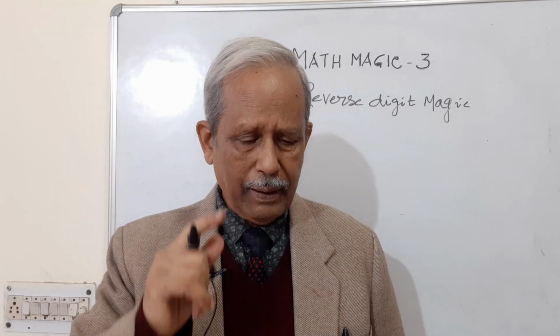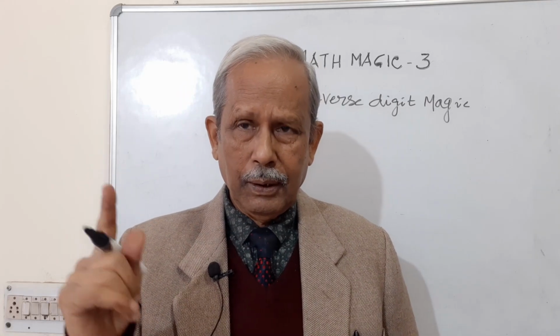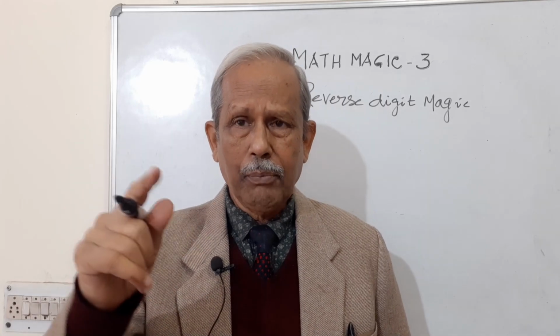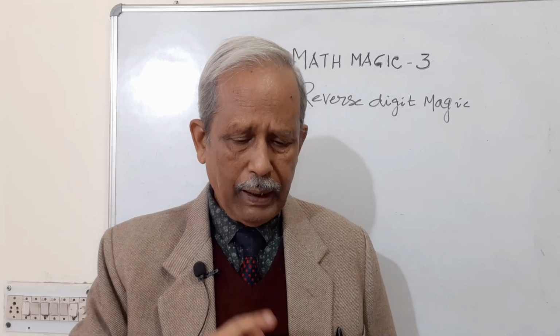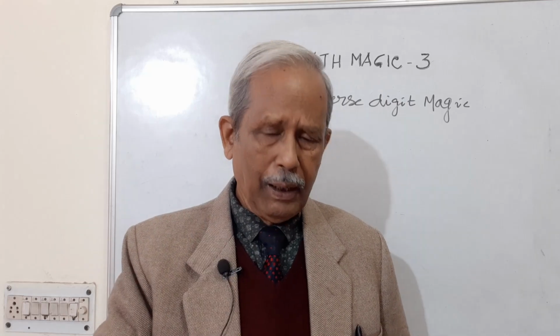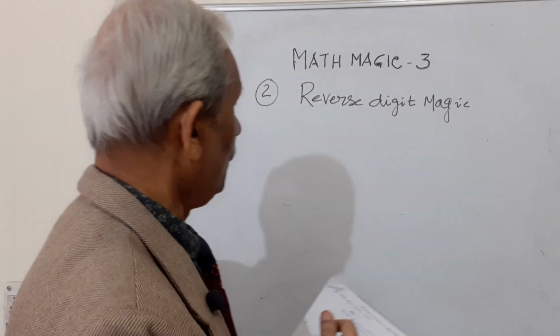So do it once again. I'm telling you once again, think of a two-digit number, reverse it, find out the difference of these two numbers, whatever you get, it will always be a multiple of 9. That's very interesting. Let's do it. Why does this happen? Why is this happening so?